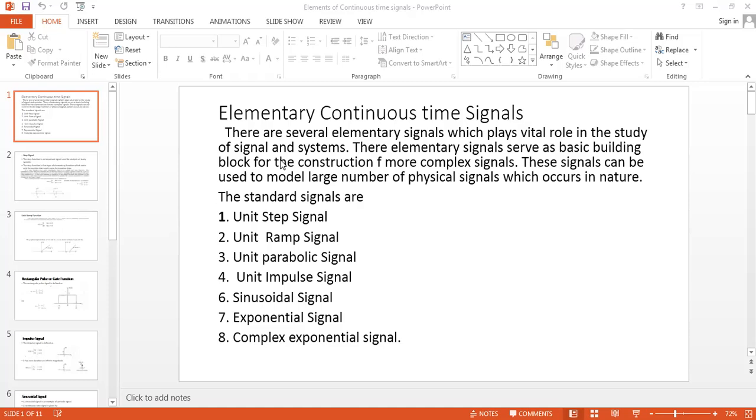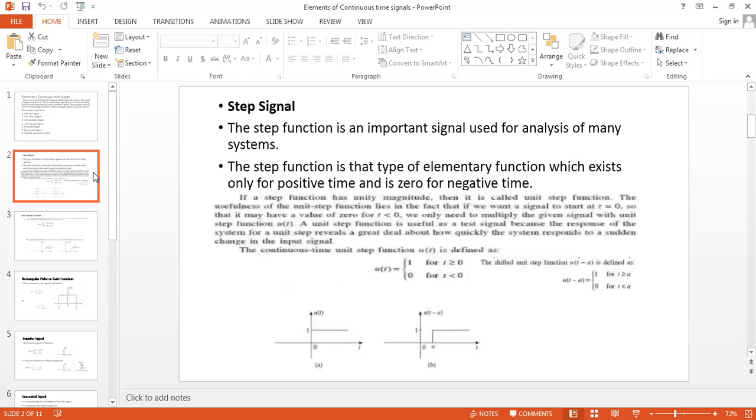The standard continuous time signals are the unit step signal, unit ramp signal, unit parabolic signal, unit impulse signal, sinusoidal signal, exponential signal, and complex exponential signal. These signals we'll see one by one. The first one is the step signal. A step signal is a most important signal used for analyzing many systems.